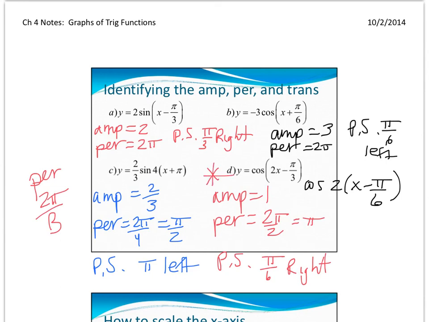In d, the phase shift, the b value has not been factored out. So the first thing that we need to do is divide it out of the 2x and the pi thirds. Now you'll notice here on the right that I'm writing that as divided by 2 to help us see that after we divide the 2 out, we get the pi sixths. A common mistake that people make here is they actually multiply by 2 instead of dividing by 2. You can double check your work by mentally distributing that 2 back, and we would see that by distributing the 2, we would still get 2 pi sixths, which gives us pi thirds, the original value in the problem.